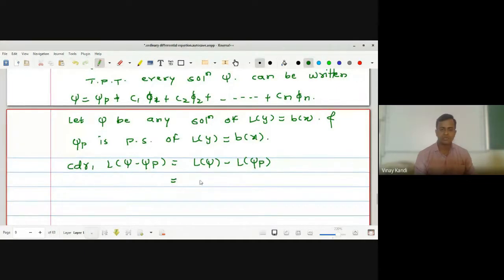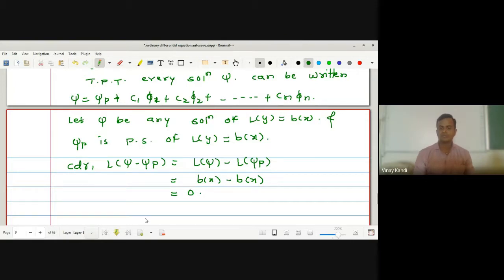L of psi is what? B of x, right-handed B of x. Psi is the solution of L of y, hence L of y is equal to B of x. So L of psi is equal to B of x. Psi p is the particular solution, it means it is a solution. Hence L of psi p is also B of x.